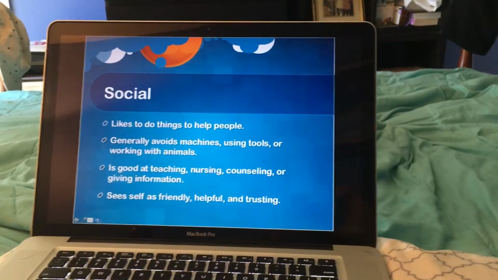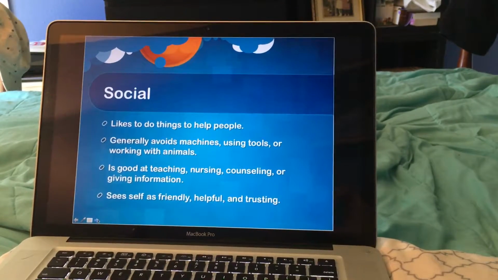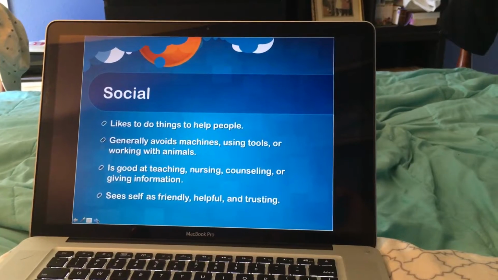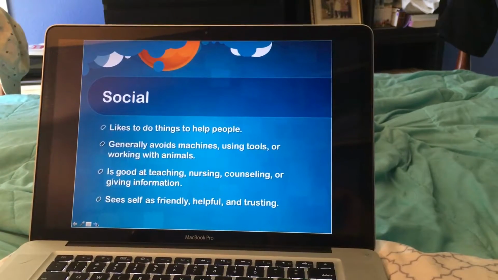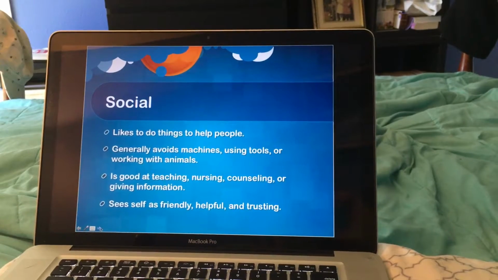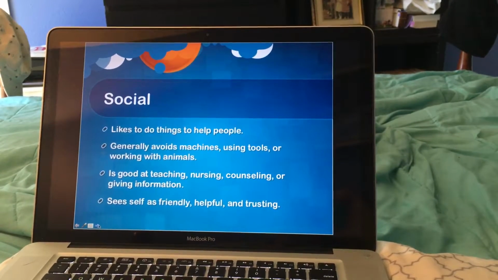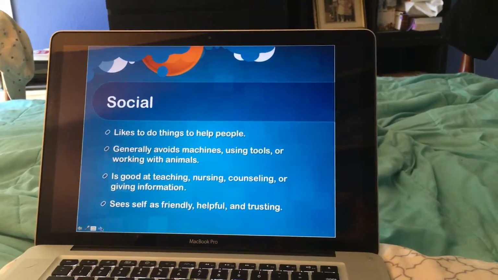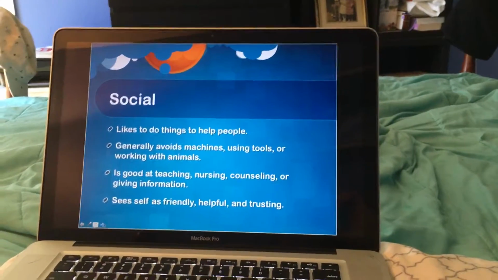They're kind and generous, cooperative, patient, caring, empathetic. They prefer tasks that involve socializing and helping others. Some examples are social work, advocates, human resources, therapists, and foreign diplomats.